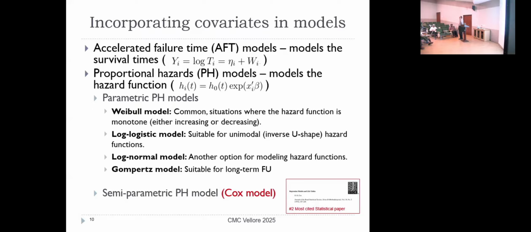This is the second most cited paper in statistics. It's after Kaplan-Meier. This is what got David Cox, the author of this, knighted by the Queen. Kaplan and Meier were Americans, of course, not knighted, but the British are knighted. So this paper appeared in 1972.